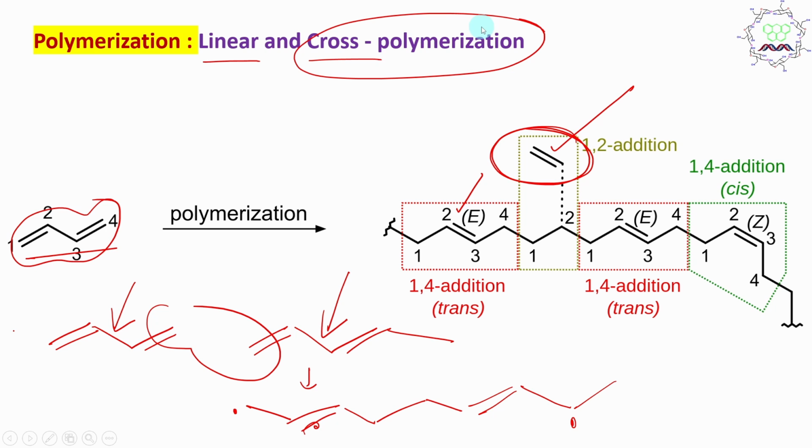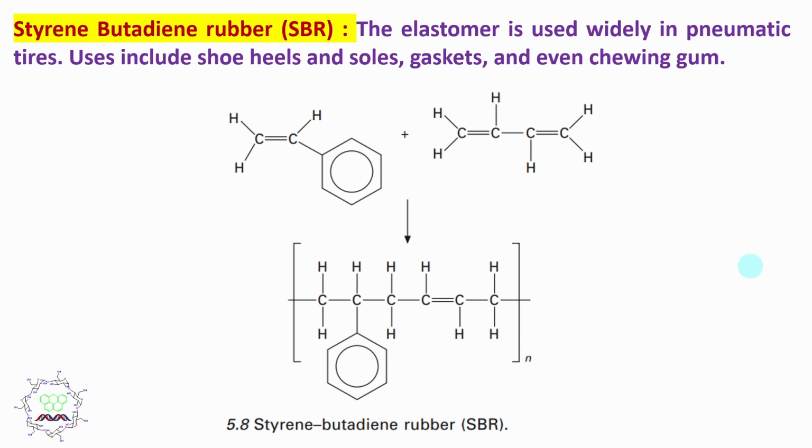Now this is the polymer. Here if you look at this side, across this double bond, this group and this group are trans, opposite. It's a trans polymerization. If you look here, this part and this part, they are cis. So cis and trans both are possible. Now the next one is styrene butadiene rubber, SBR. Students, I recall this is your MCQ.